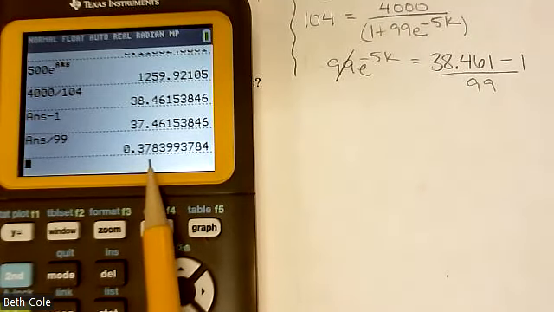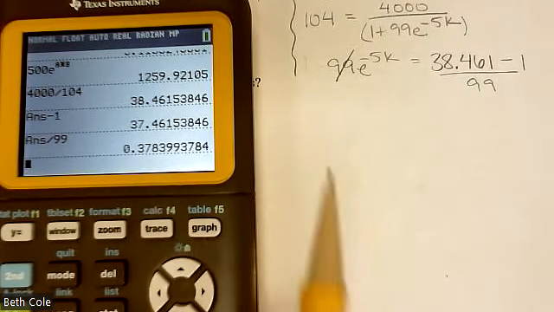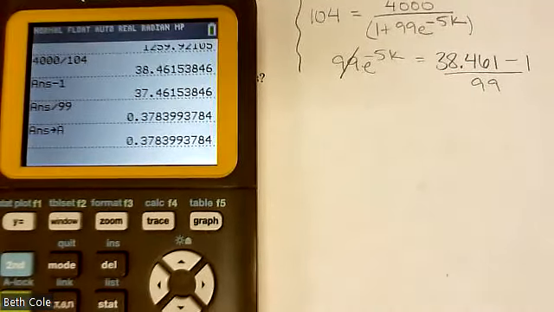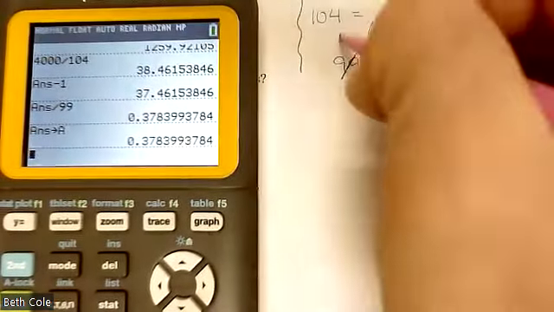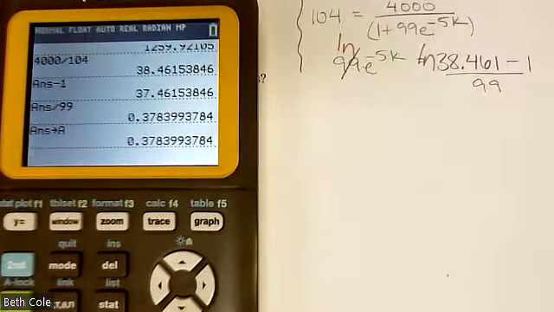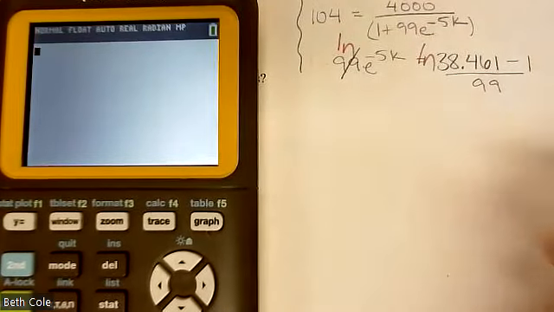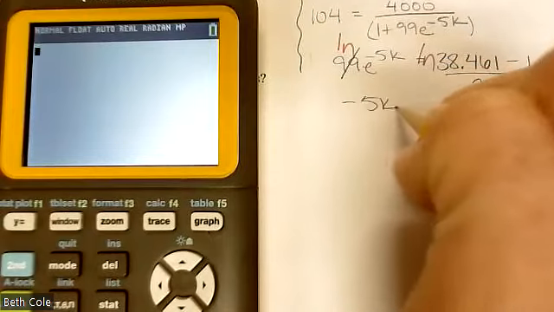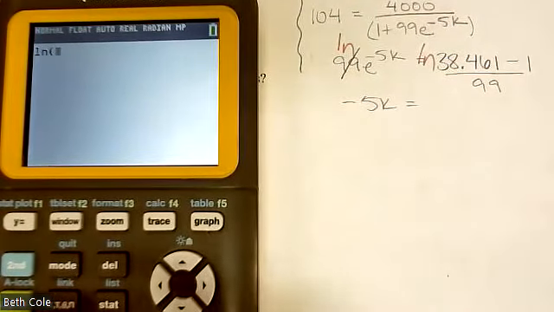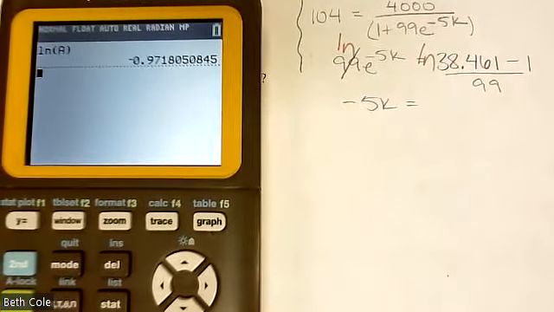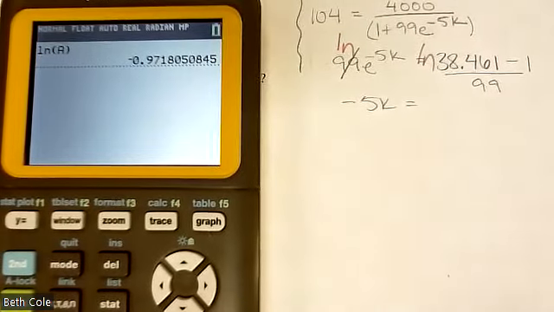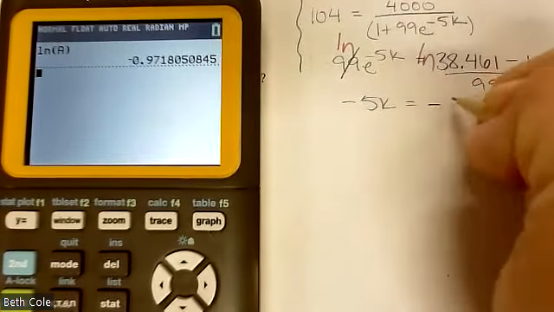Now I have to ln this number. That means I'm going to have to store it. So let me store this as A. And then when we ln both sides, I can ln A, if that makes sense. I'm going to copy paste it. So I stored it. Let me clear all this out because this is getting a little bit too jumbled for me. So we'll have negative 5k equals ln of that A value. So negative 0.971.